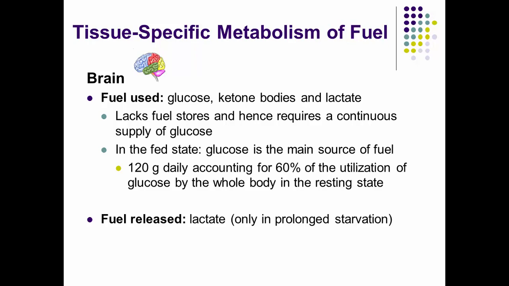So in the feeding condition, about 120 grams of glucose is utilized per day by the brain, right? It accounts for like 50% of the glucose utilized in the body, right? Sorry, 60%. 60% of the total glucose utilized in the body is actually utilized by the brain.